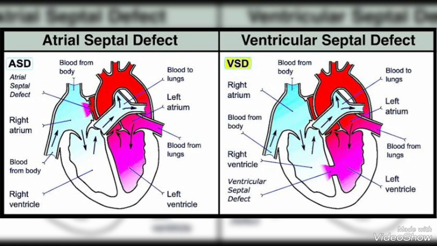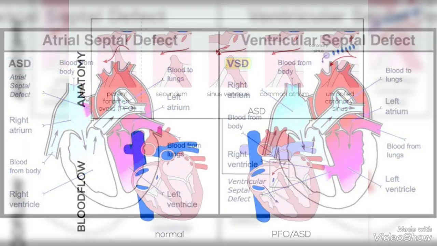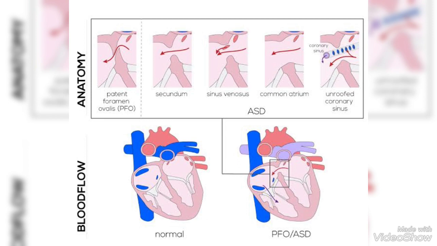A diastolic rumble may be present. A mid-diastolic murmur may not be audible in young infants. Diagnostics, chest X-ray.